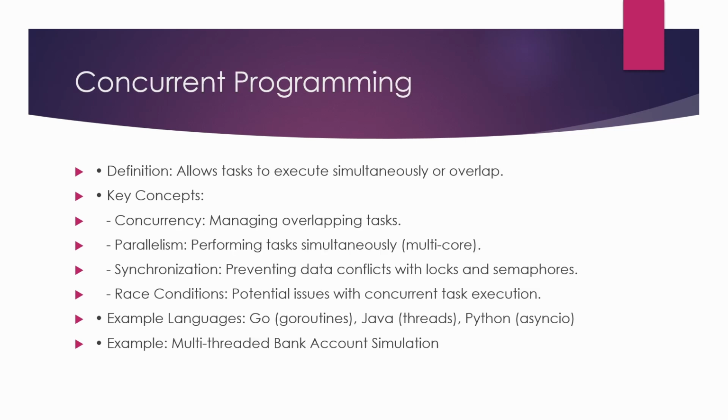Concurrent programming focuses on managing multiple tasks simultaneously. This paradigm is crucial for real-time systems, multi-core processors, and handling multiple users. Concurrency involves synchronizing threads or tasks to avoid conflicts and ensure smooth execution. Languages like Java, Python, and Go provide features for concurrency such as threads and coroutines.